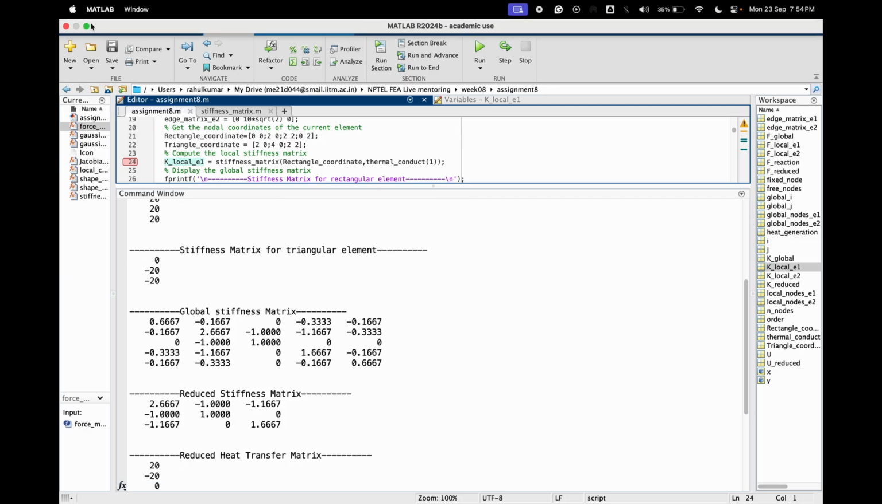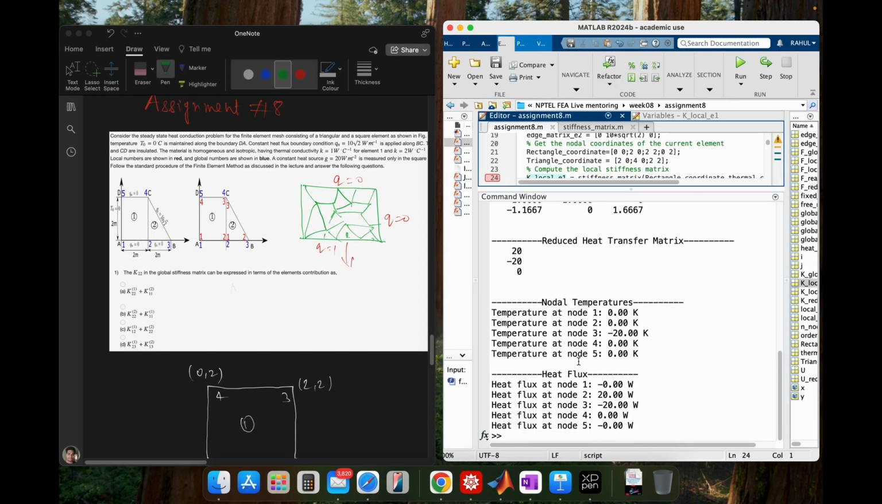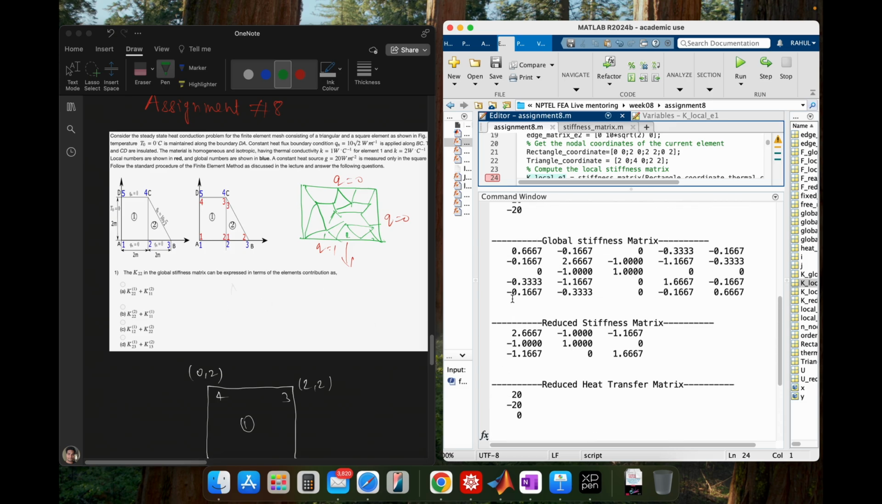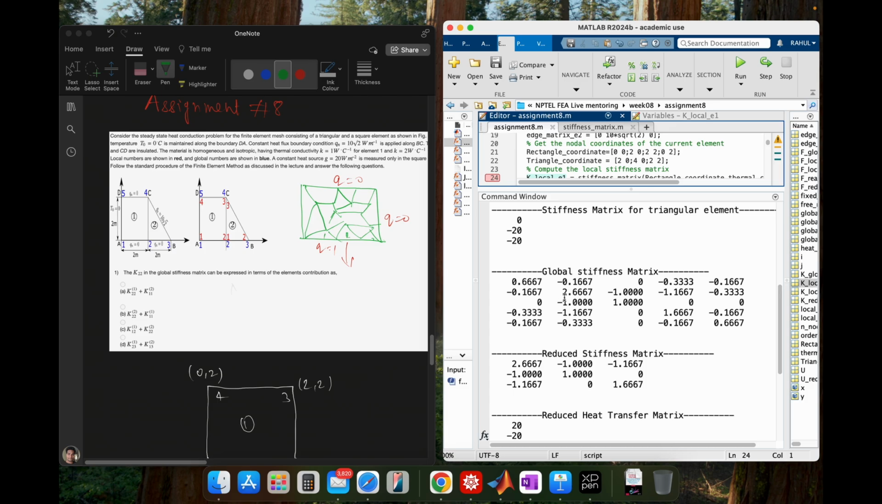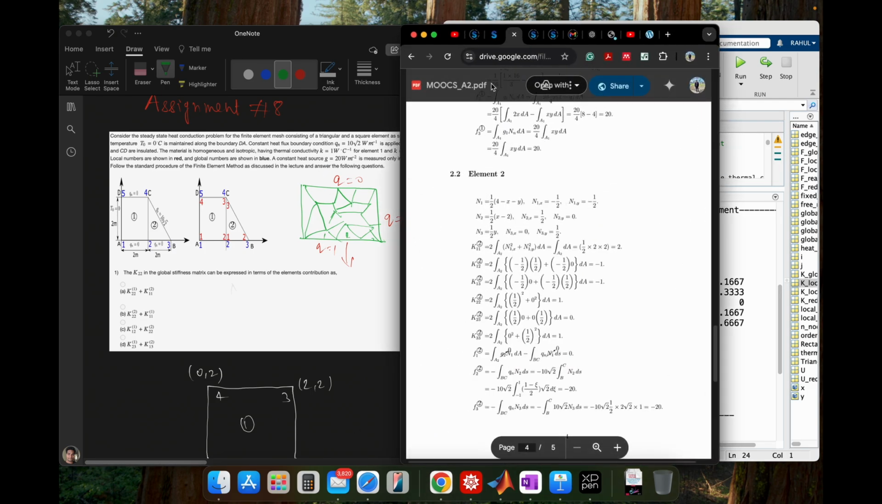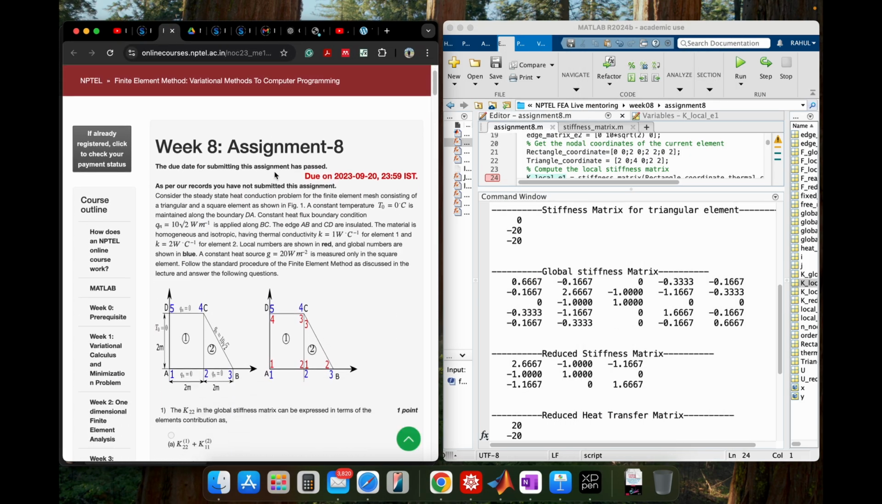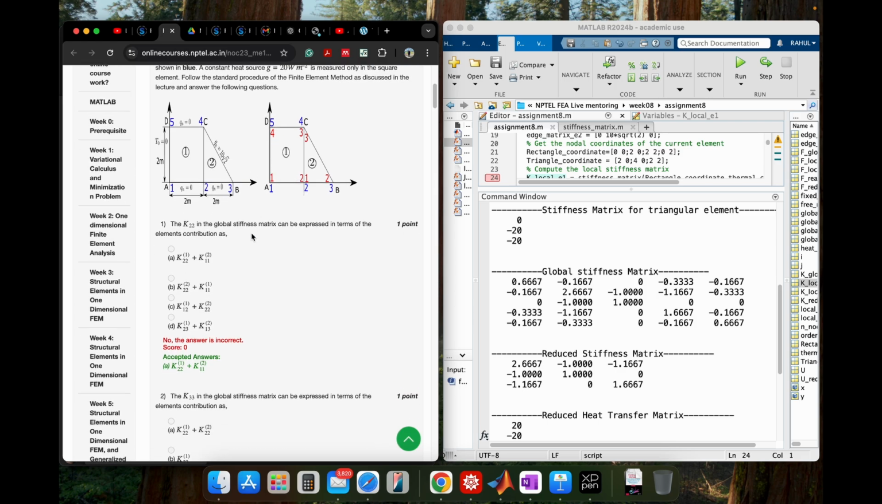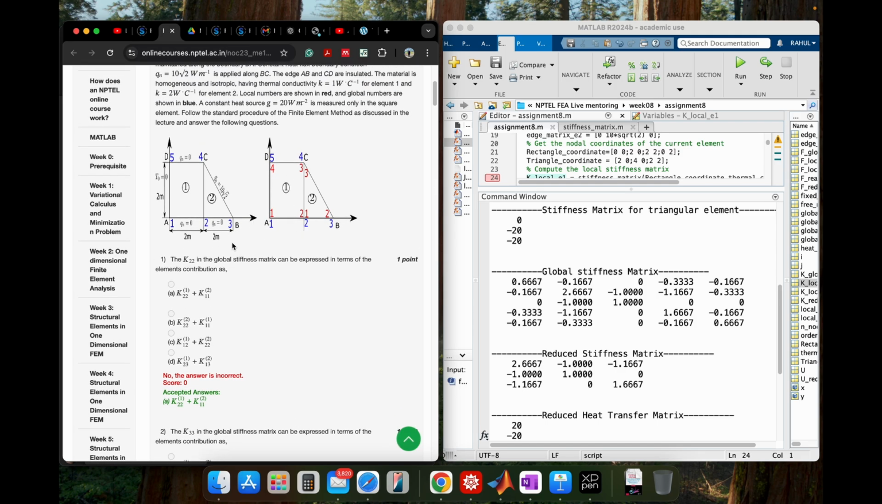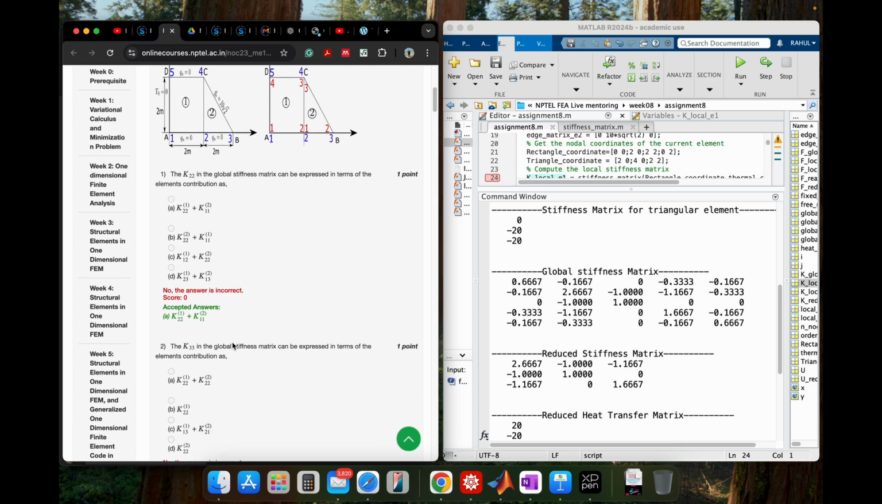So this is the global stiffness matrix. What is K22? K22 is 2.6. You can check this. So this is the solution. Let's check what the solution is in the given problem. It is asking what is K22. Where is K22? K22 is here. It will be a sum of K22 of element 1 and K11 of element 2. So that's why it is the answer.